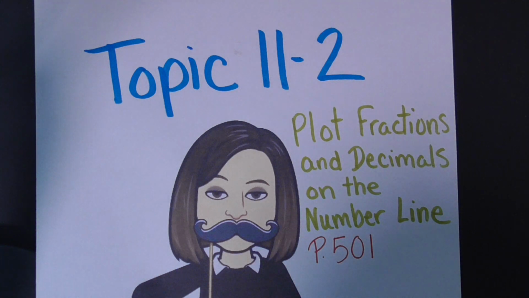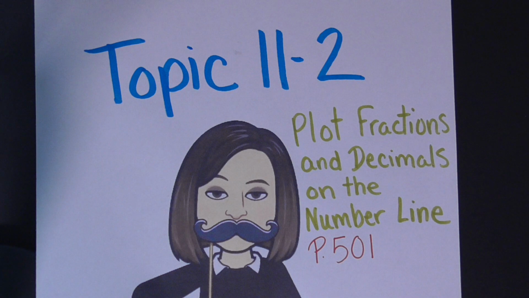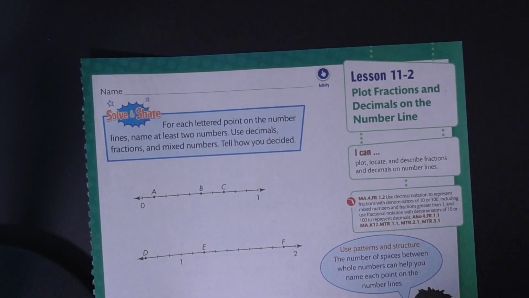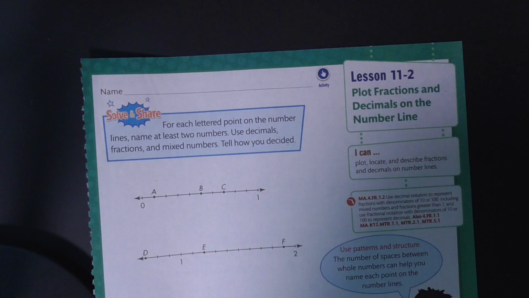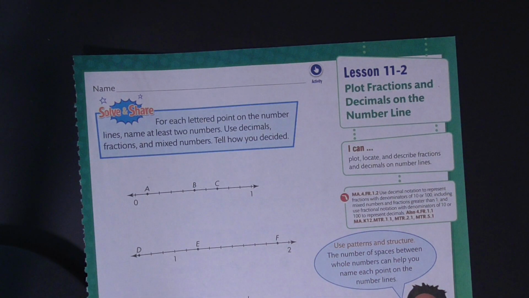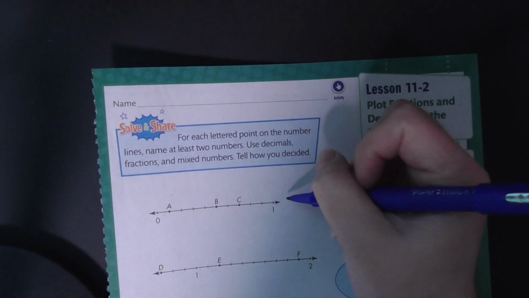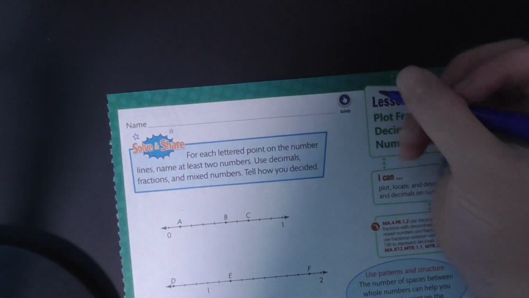I am Miss Cosmos, and today we are going to be doing topic 11.2, plot fractions and decimals on the number line, and we're working on page 501 in your math textbook. So the Solve and Share says, for each lettered point on the number lines, name at least two numbers. Use decimals, fractions, and mixed numbers. Tell how you decide. Okay, so right now we're just going to work with this number line up here.